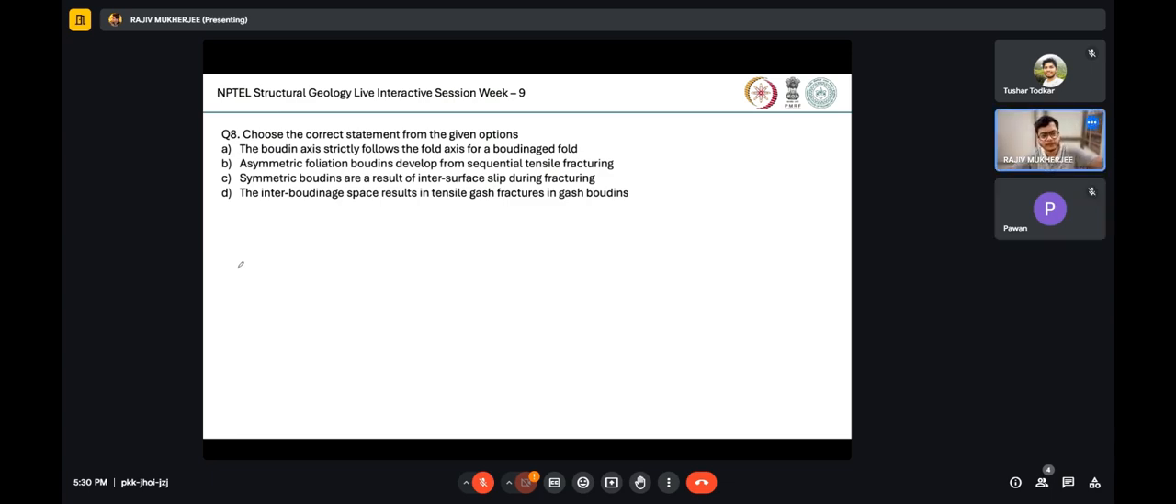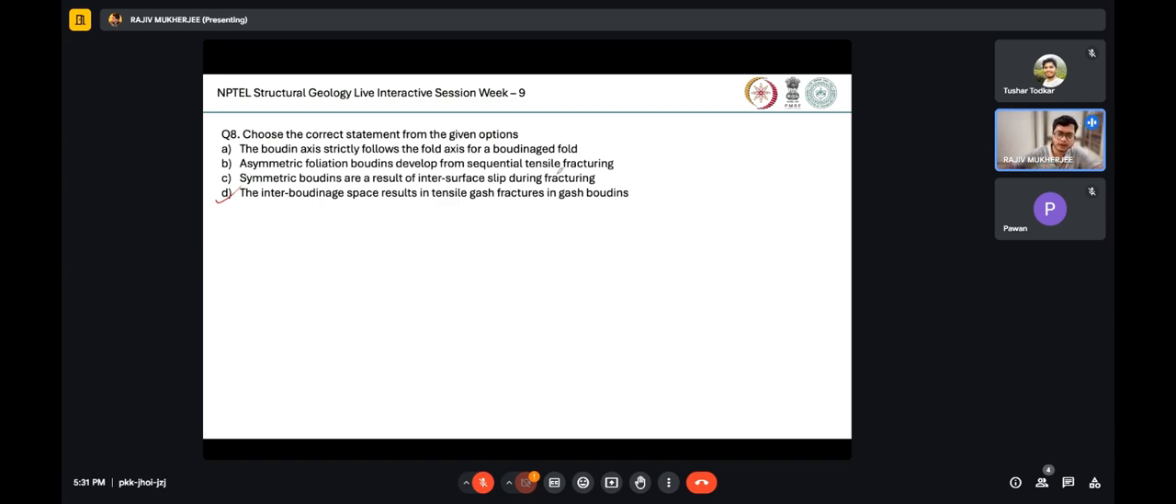Exactly. And why others are incorrect? Of course, it is correct, but why other three options are incorrect? See, it's not always that Boudin axis follows the fold axis. Exactly. It can be different. Exactly.